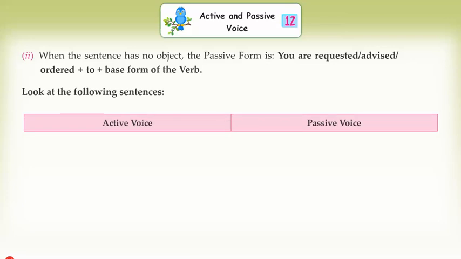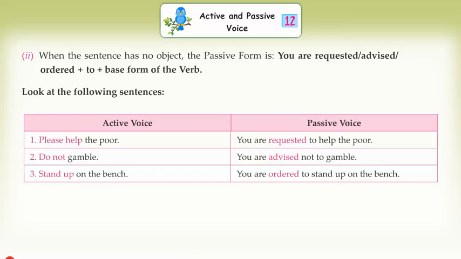Active voice, passive voice. 1. Please help the poor. You are requested to help the poor. 2. Do not gamble. You are advised not to gamble. 3. Stand up on the bench. You are ordered to stand up on the bench.